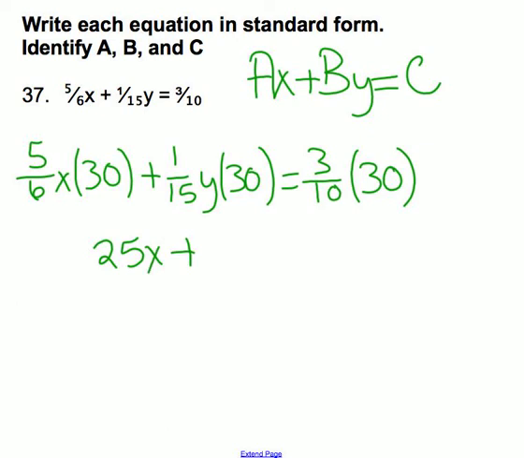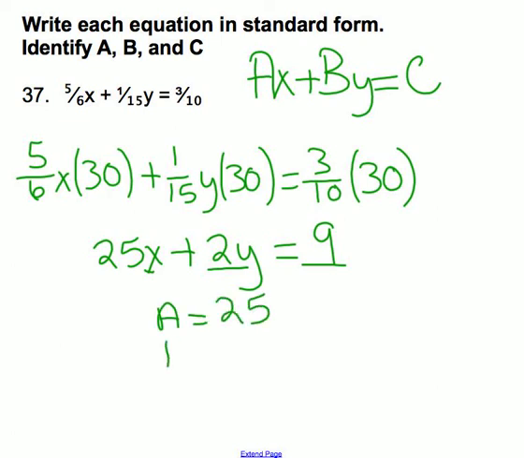My 1/15th y times 30 now becomes a 2y. And my 3/10 times 30 now becomes a 9. I have it in standard form, Ax plus By is equal to C. A is equal to 25, B is equal to 2, and C is equal to 9. Make sure you identify the variables, just don't go and underline them. Make sure you identify what A, B, and C are.